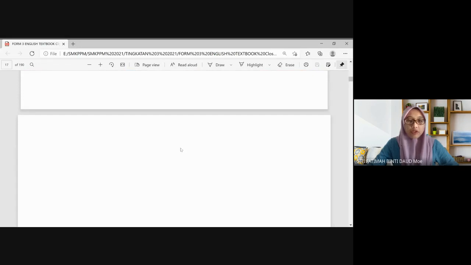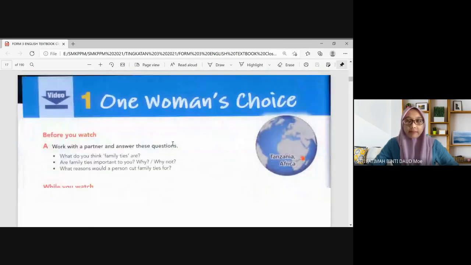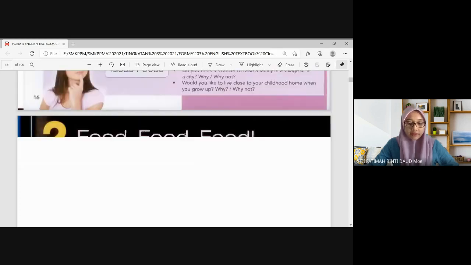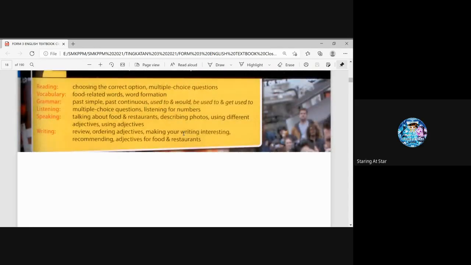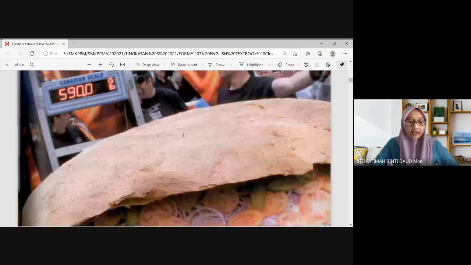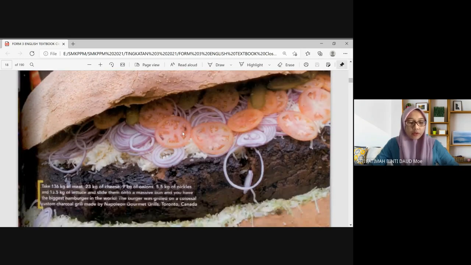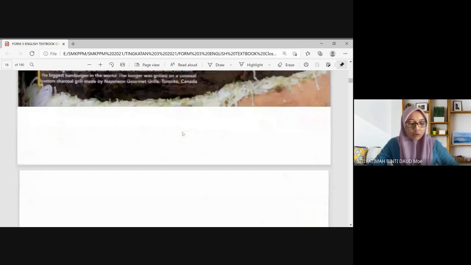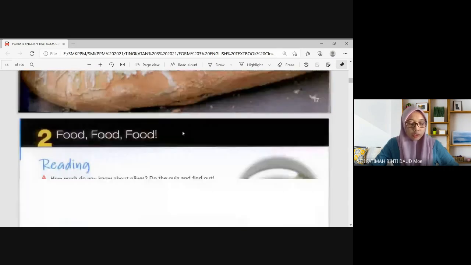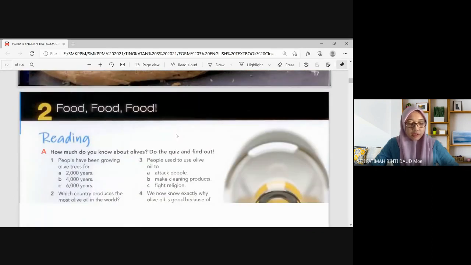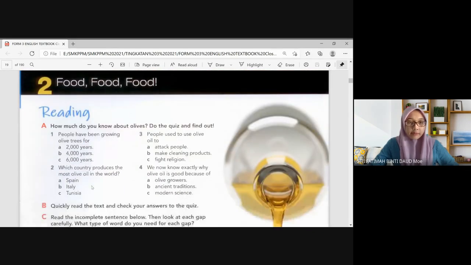How much do you know about olives? What is olives in Malay? Malay language. Olives. Zaitun. Minyak zaitun. Yes, good. People have been growing olive trees for 1,000 years ago. Number two. Which of these three countries produce olive in the world? Spain, Italy, Tunisia.